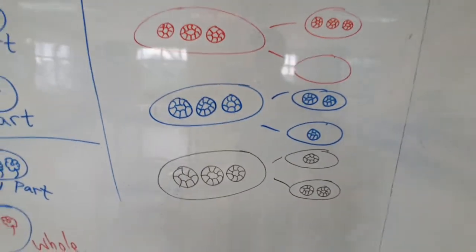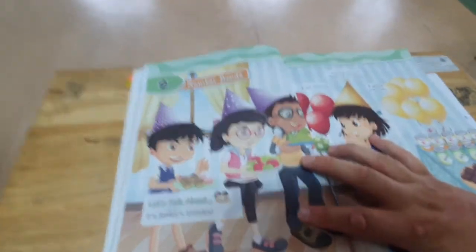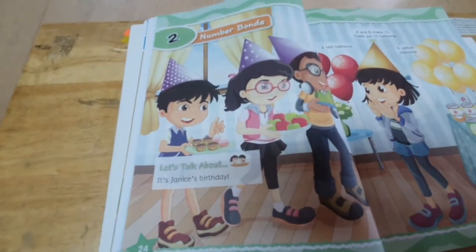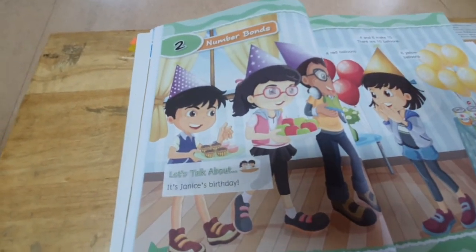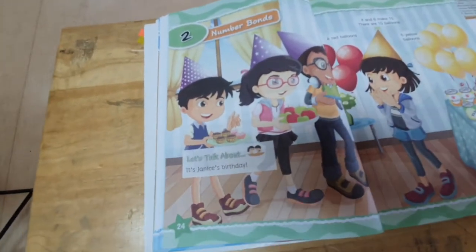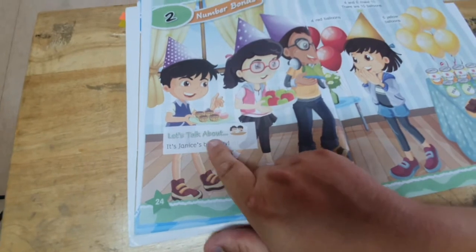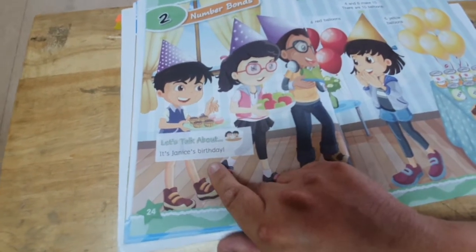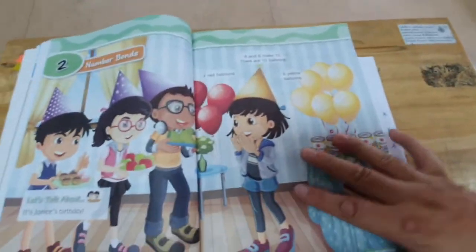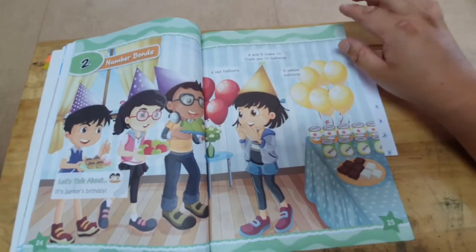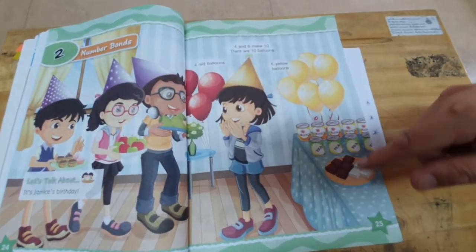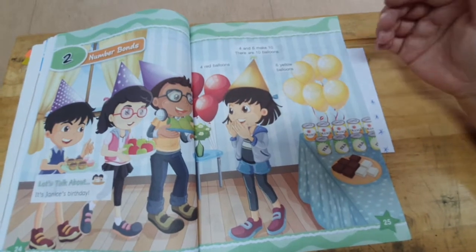So let's go to the book now. Okay, so here, let's see if we can focus. Number bonds. So let's talk about it's Jani's birthday. Okay, and she's having balloons and snacks and drinks and so on and so on.